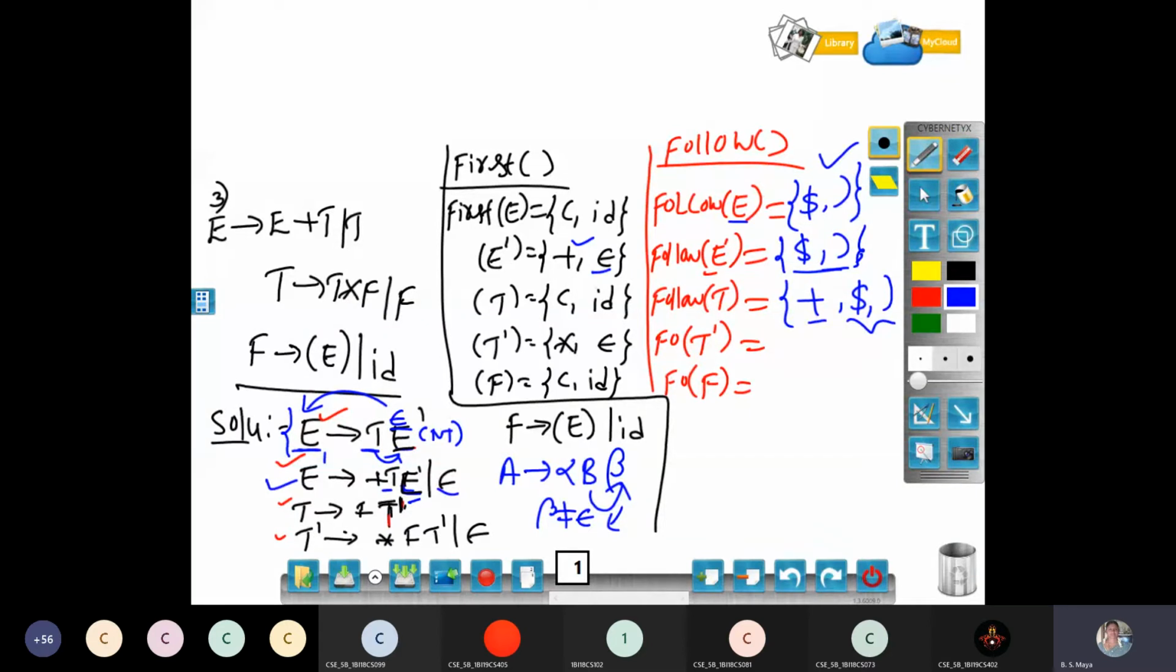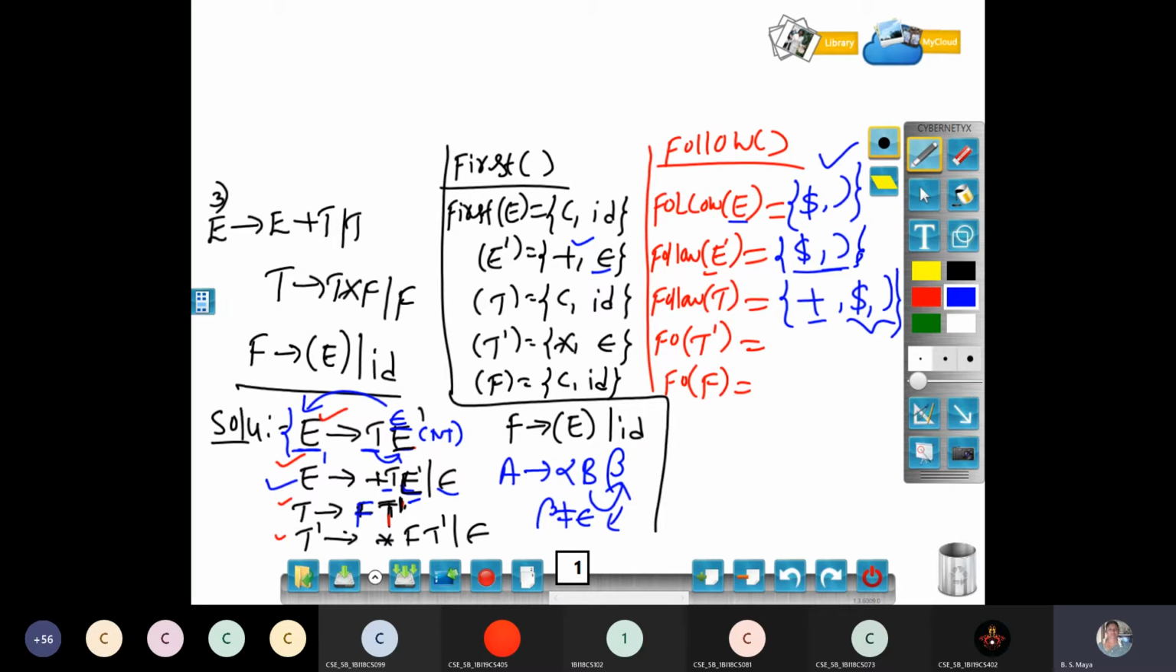Then go for the third production. Is there any T? F T dash. Is there any T? No, ma'am. Next, the fourth production, T. No, ma'am. Fifth production. No, ma'am. Can I end here? Yes, ma'am. So the follow of T is plus, dollar and close parenthesis.